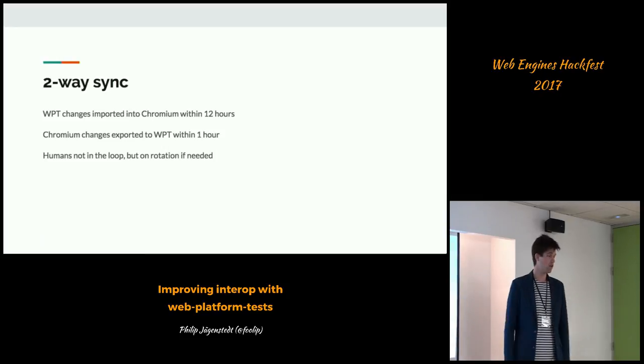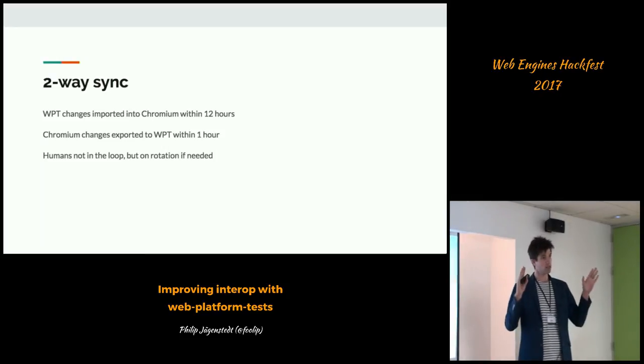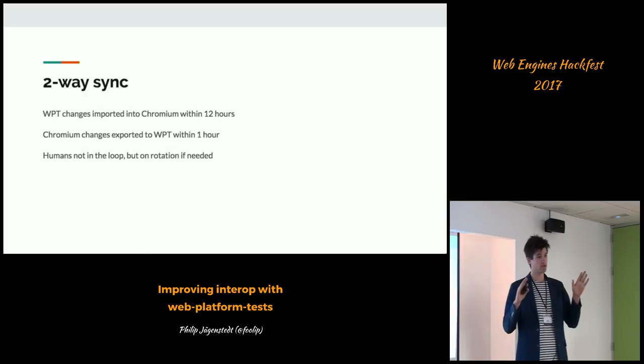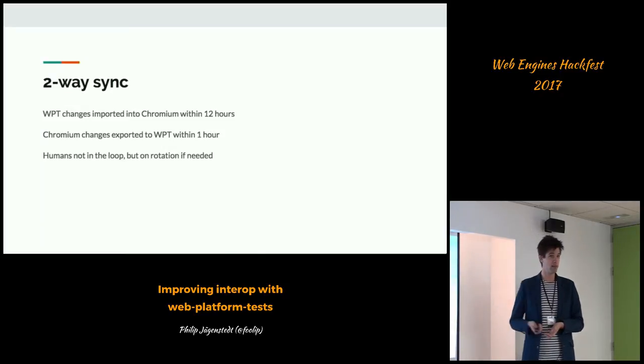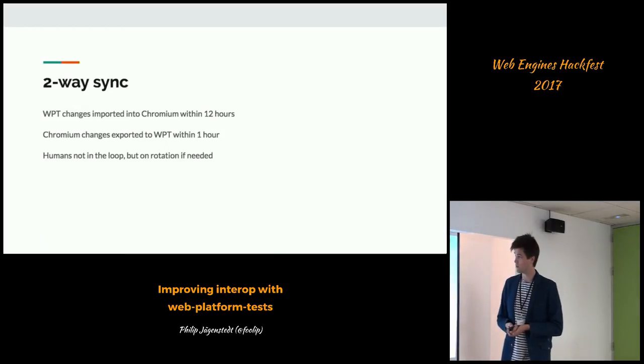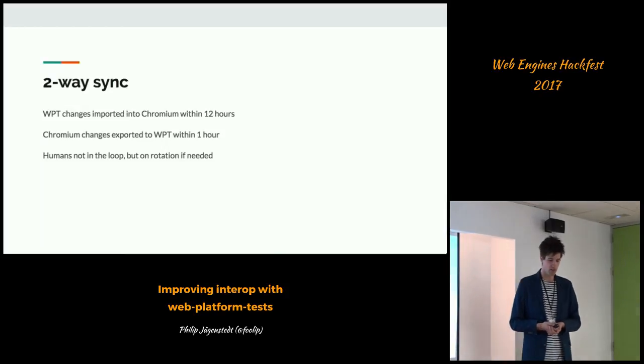Humans aren't in the loop, this is all automatic, but it is always possible for this to go wrong, because to make it flawless, you would have to basically merge your repositories or have cross-repo atomic commits, and that wasn't really on the table. So when things go wrong, there are humans on rotation to pick these up. But as it turns out, because of the frequency of import and export, this doesn't happen a lot. So it's actually working very well in practice.